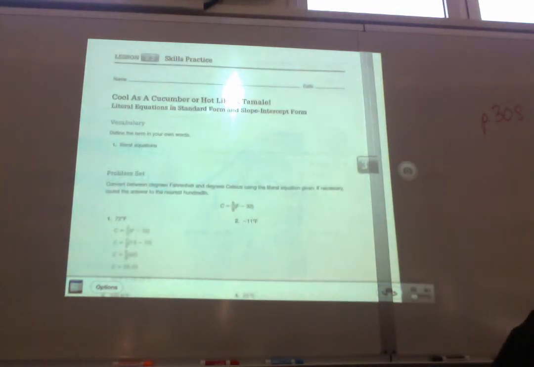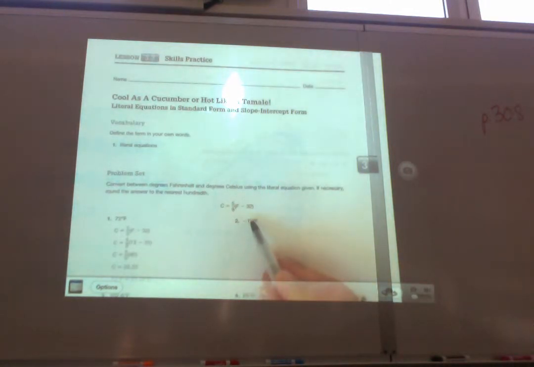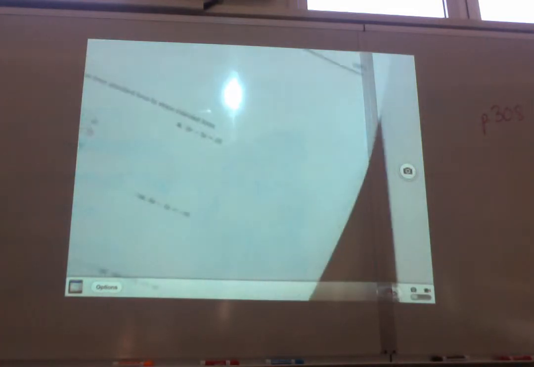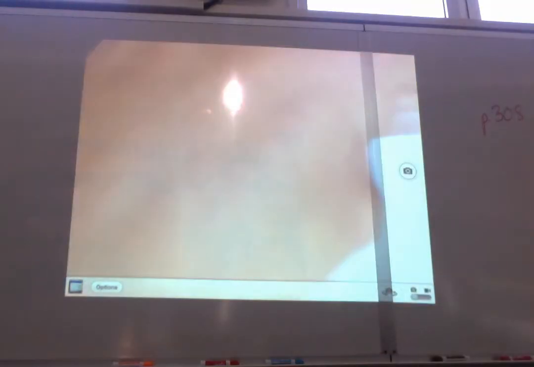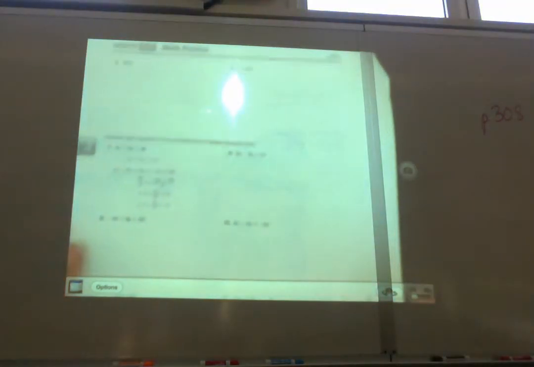Cool as a cucumber. This page is plug it in, figure it out. I think you guys can figure this one out. Okay? Take a look at the second page.